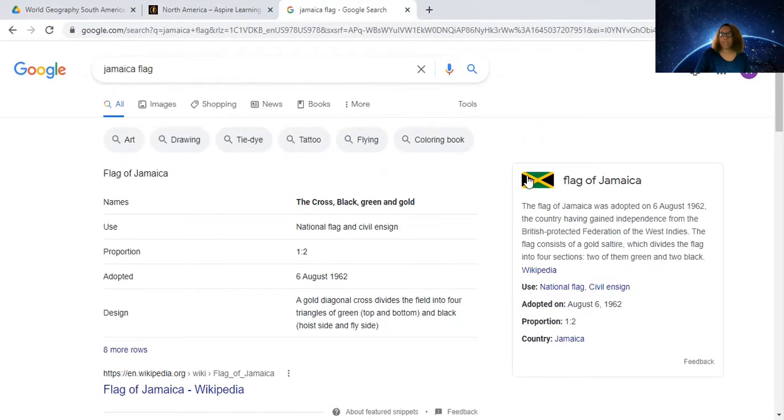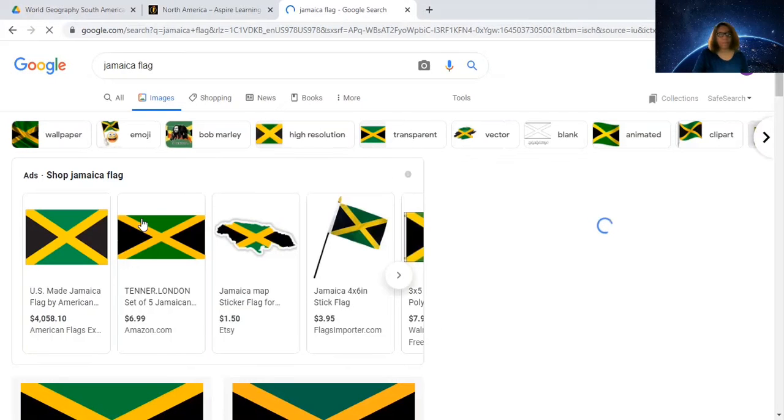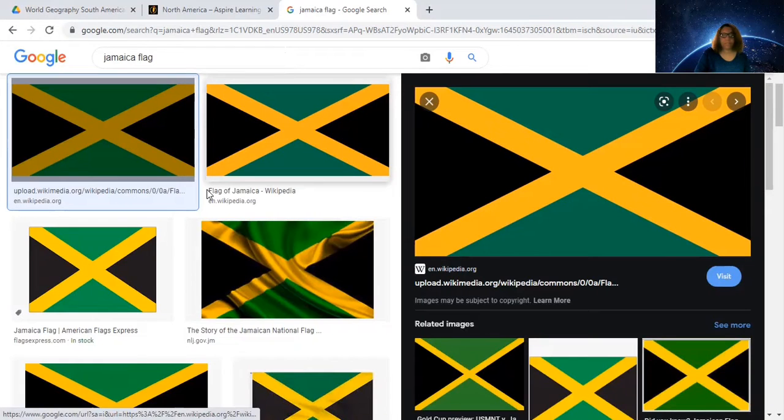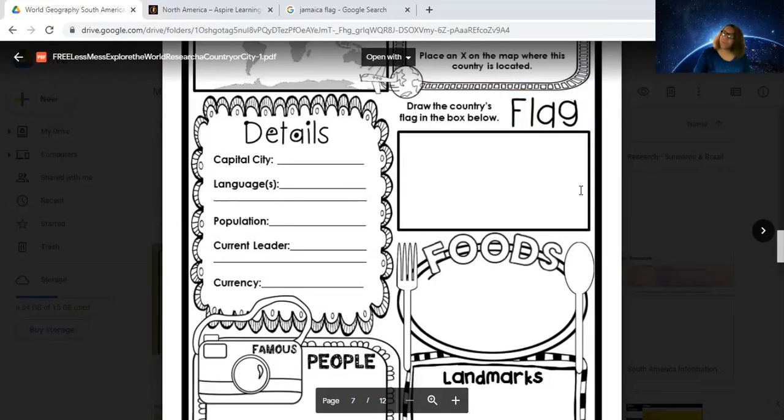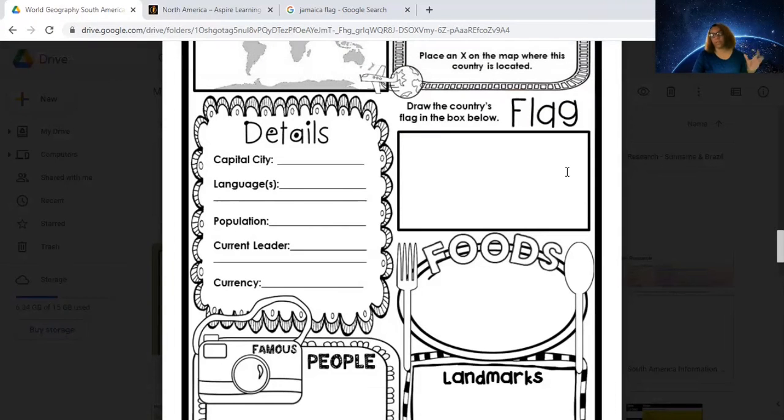and you'll see it, like for instance, you see it right here. If you click on it, you'll get bigger images of it. Okay, so they can use that spot there to color in the flag if they want to, or just use some other information, which I'll talk about in a bit.